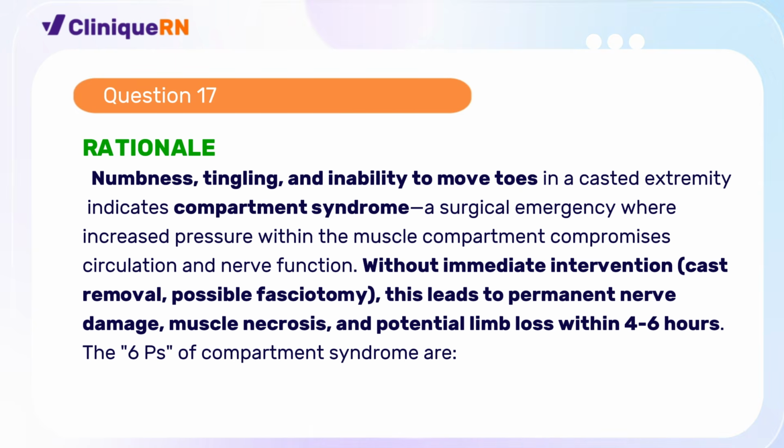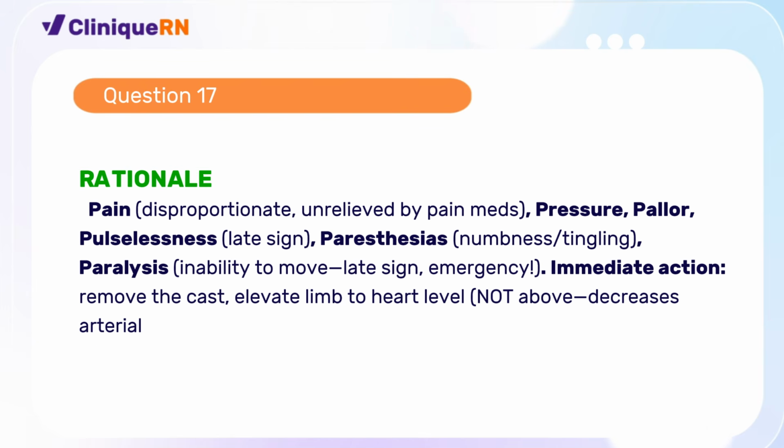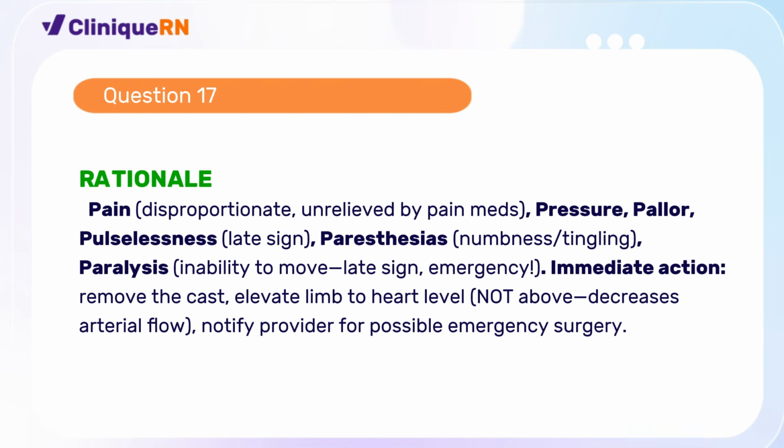4 to 6 hours. The 6 P's of compartment syndrome are pain, disproportionate and unrelieved by pain meds; pressure; pallor; pulselessness, a late sign; paresthesias, numbness or tingling; paralysis, inability to move, late sign, emergency. Immediate action: remove the cast, elevate the limb to heart level, not above, as that decreases arterial flow. Notify provider for possible emergency surgery.